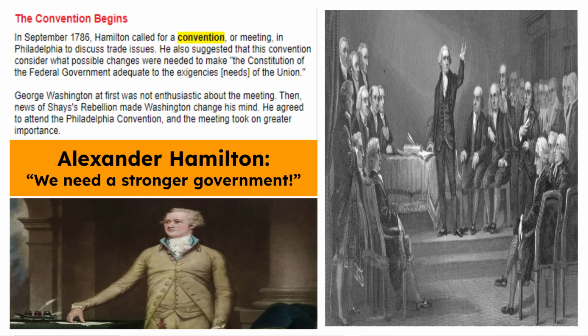Question 4. Why did Washington flip-flop on the idea of holding a convention to look at the AOC? He flip-flopped because at first he wasn't for it, but after he saw what happened with Shays' Rebellion, he realized, like many Americans, oh, maybe the AOC is not equipped for our country.